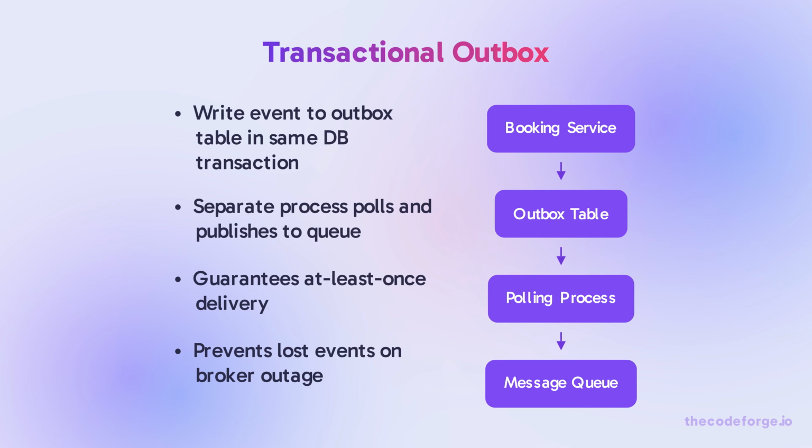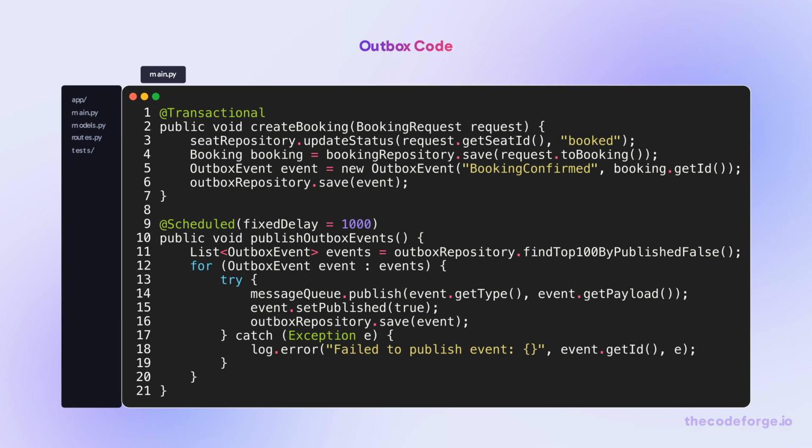When you update inventory and create a booking, you often need to publish an event. If the queue publish fails after DB commit, you lose the event. The Transactional Outbox pattern solves this by writing the event to an outbox table in the same transaction. Here, the booking and outbox event are saved atomically. A scheduled job pulls unpublished events and publishes them. If the queue is down, it retries on the next pull.